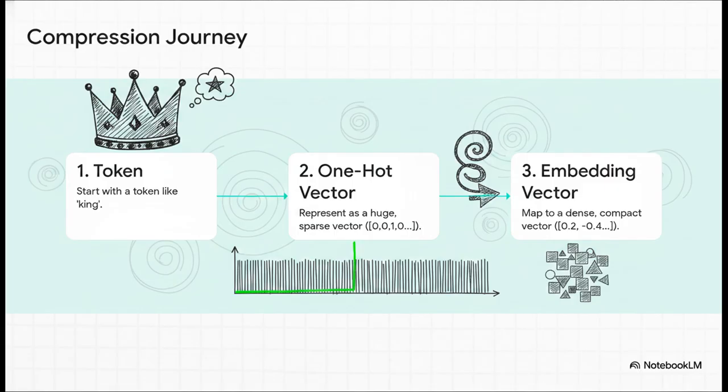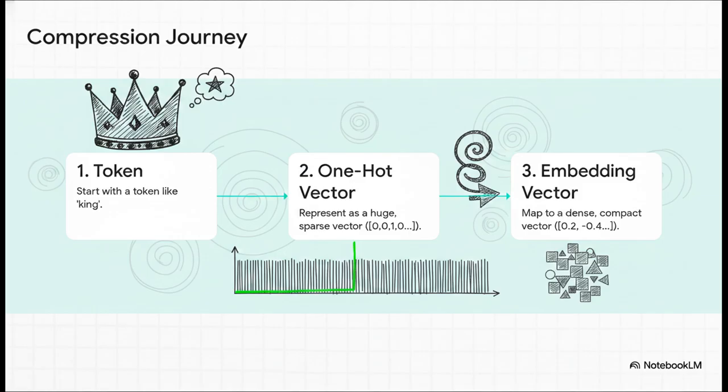So how does this translation actually happen? Well, you can think of it like a journey of compression. We start with our word, our token, let's say king. Now, a really basic way to represent it for a computer would be something called a one-hot vector. Just imagine a list with 100,000 slots, one for every word in our dictionary. It's all zeros everywhere except for a single one at the one position that stands for king. As you can imagine, this is hugely inefficient, and it tells us absolutely nothing about what the word means.